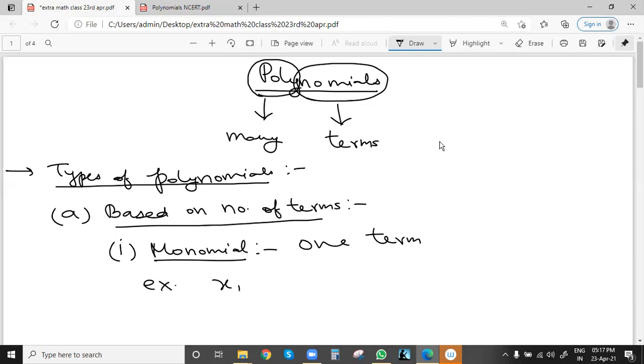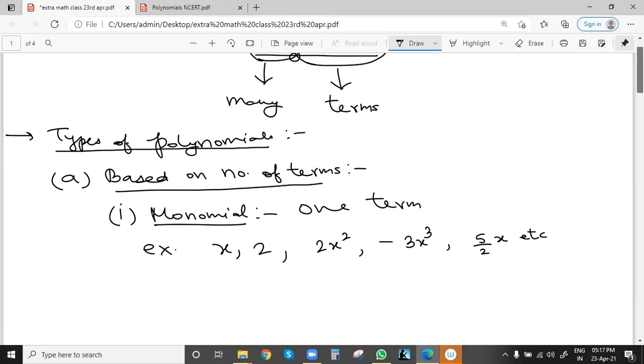Examples: x, 2, or 2x square. In 2x square, 2 and x square are in multiplication, so 2x square is one term only. Also minus 3x cube, 5 by 2, or 5 by 2x. First one based on the number of terms is monomial.